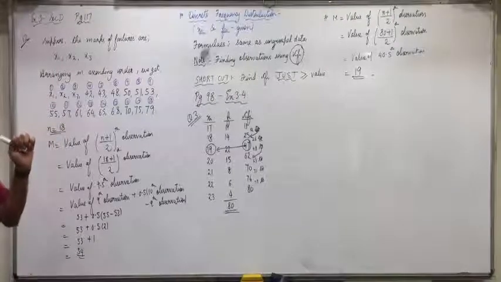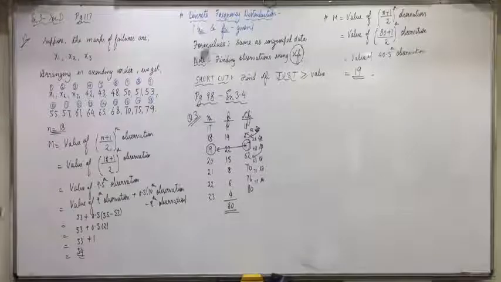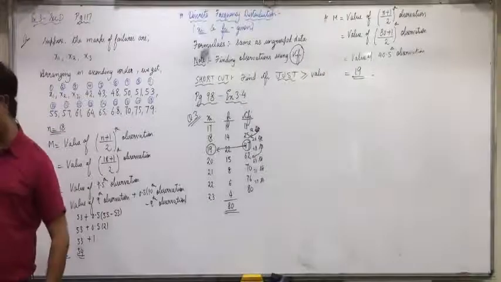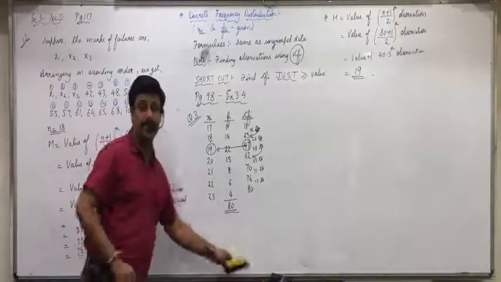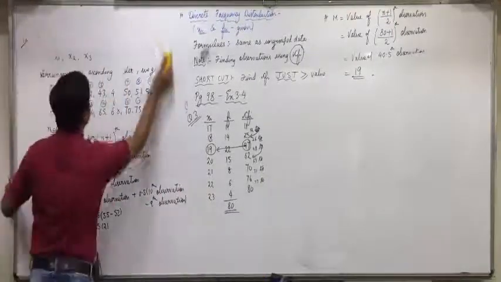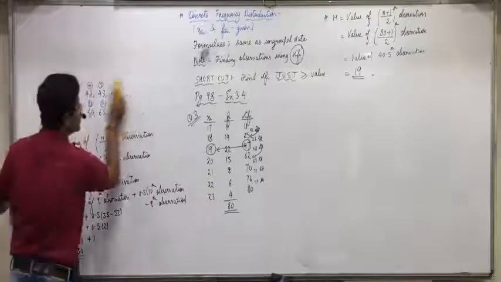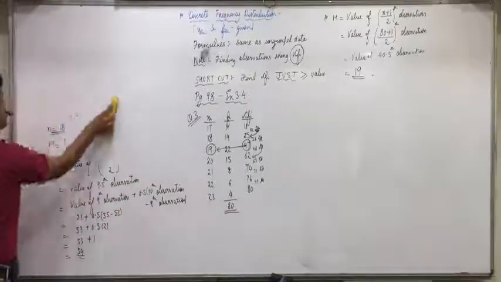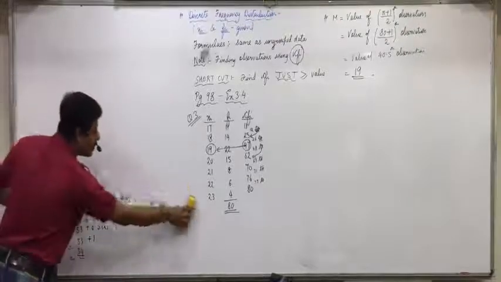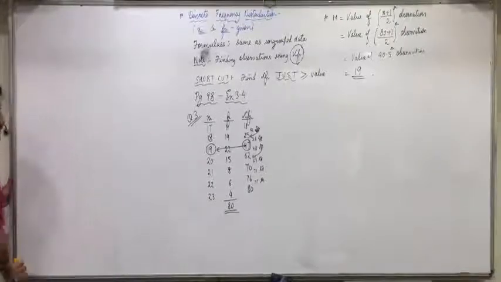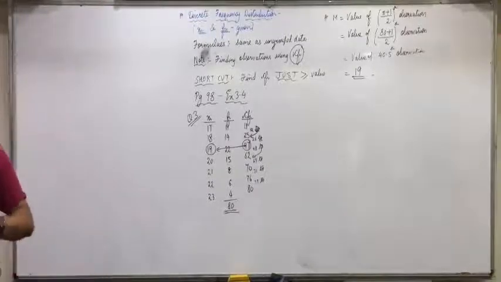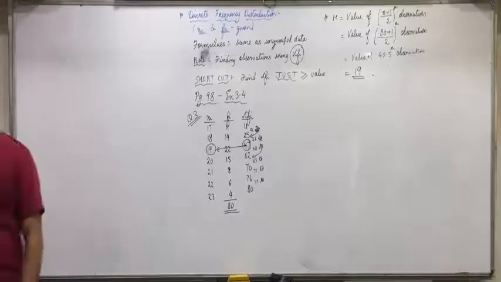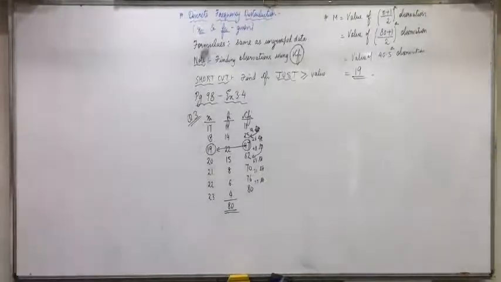Now, take out the summary. Shortcut. Write down, give the heading and write down. Find CFI just greater than or equal to the value obtained. Okay, first step. Answer will be the observation against CFI.